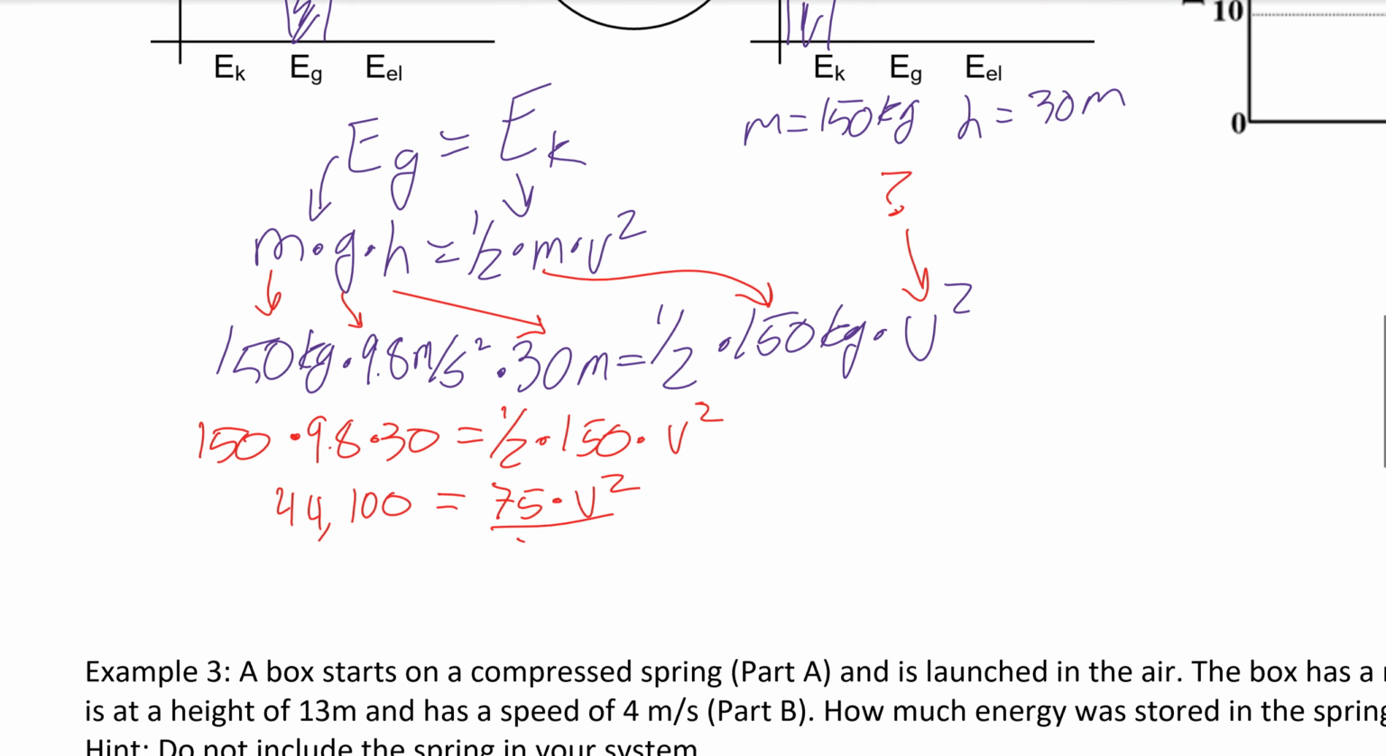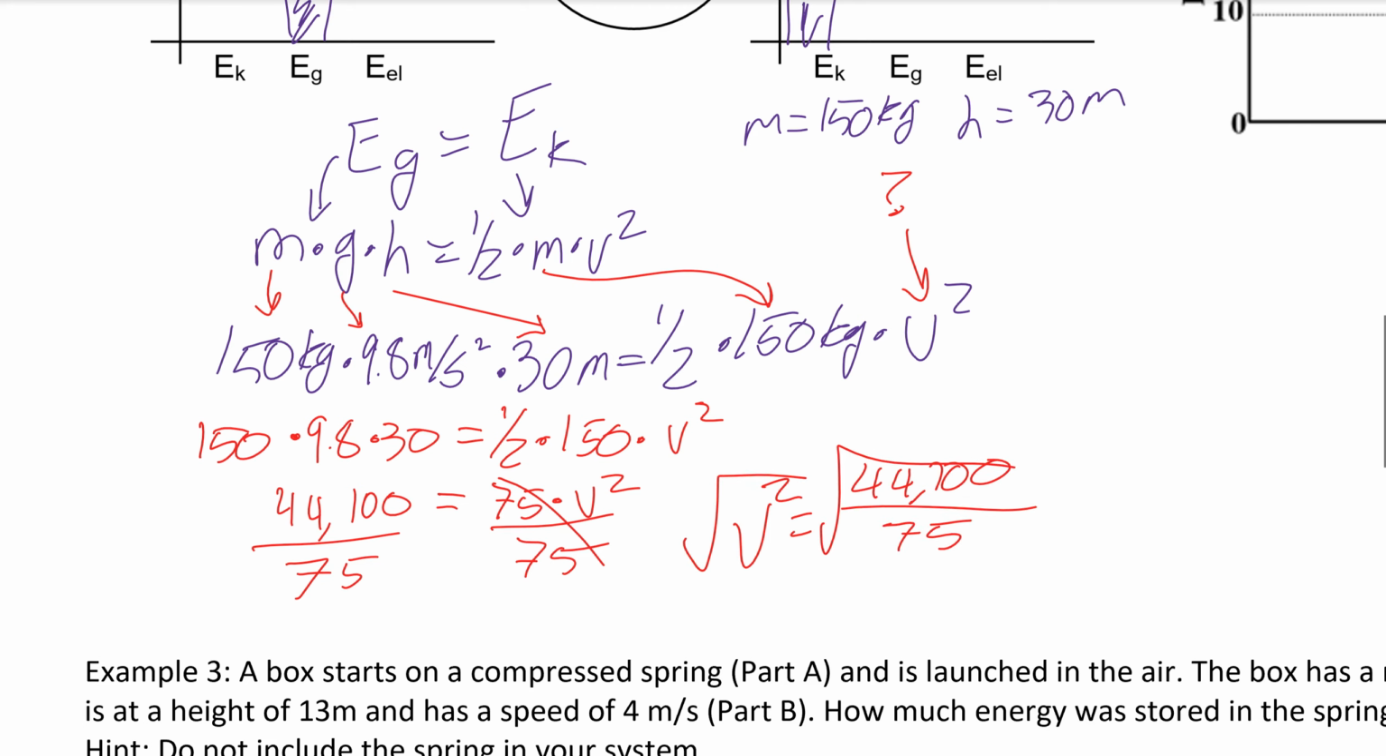And we divide both sides by 75, and that goes away. I'm left with V squared equals 44,100 divided by 75. Take the square root of both sides, and we're left with V equals 24.2, and since it's velocity, it has to be meters per second. And there you have it.